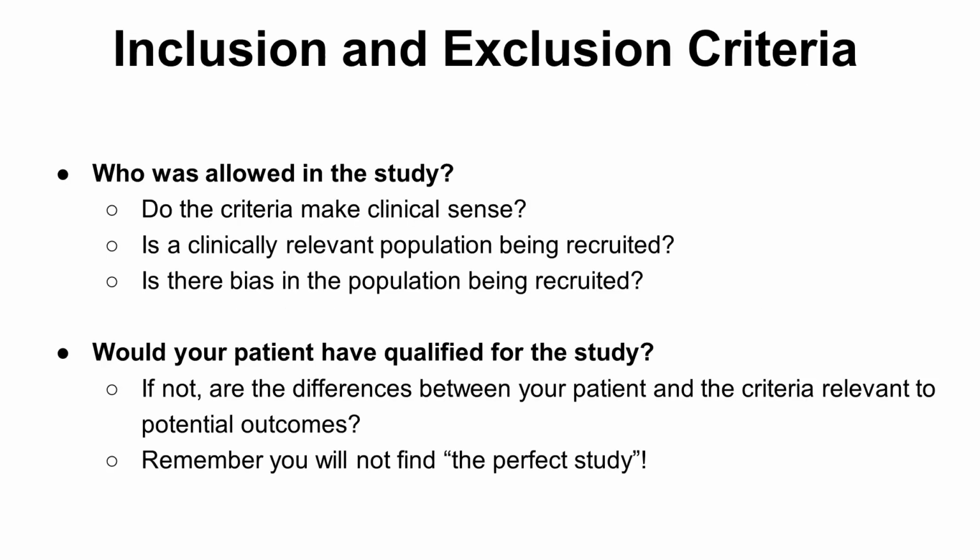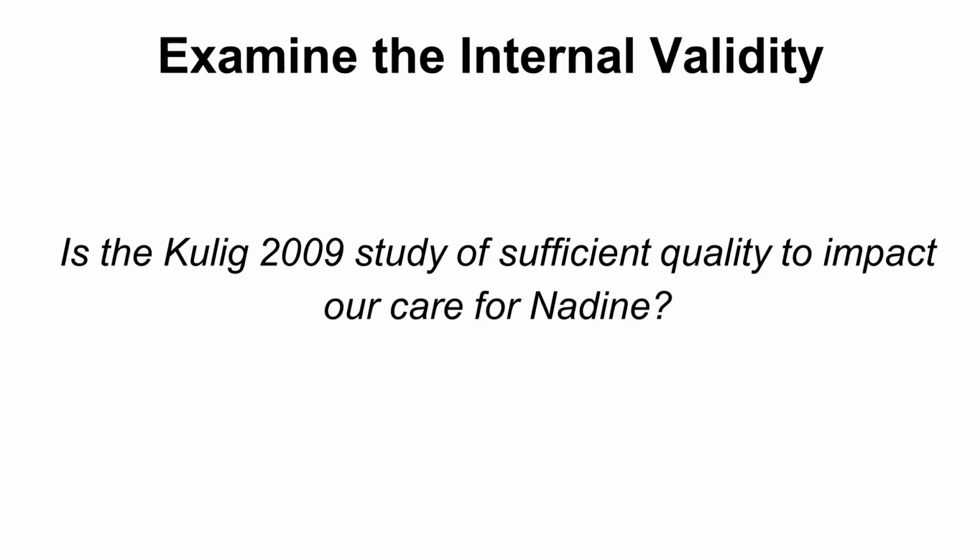So how do you examine the external validity of the article? Well, it's simple. You go back and you fill out that form that I was just showing you a minute ago. Here is a screenshot of the external validity portion of that form. And I have highlighted here, your client meets the inclusion and exclusion criteria. That's what we're going to talk about next.